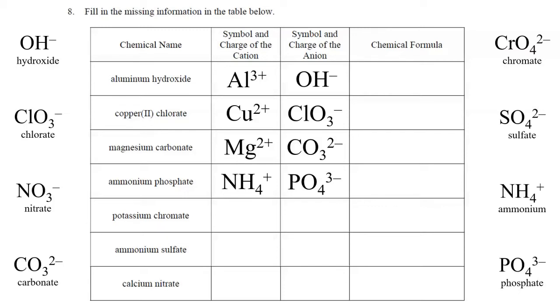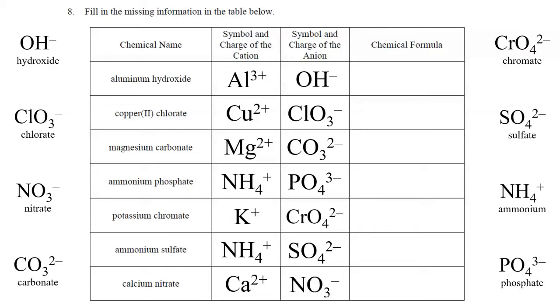Potassium is in group 1. The symbol is K and the charge is +1. Chromate is one of the polyatomic ions you should memorize, CrO4 -2. There's ammonium again, NH4 plus 1, and sulfate is a polyatomic ion you should memorize, SO4 -2. Calcium is located in group 2. It has a charge of +2, so Ca 2+. And then nitrate is a polyatomic ion you should memorize, NO3 -1.